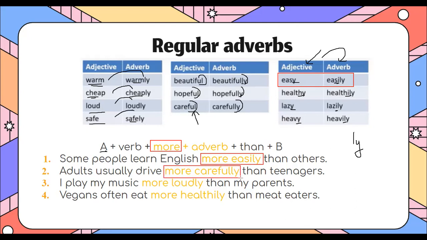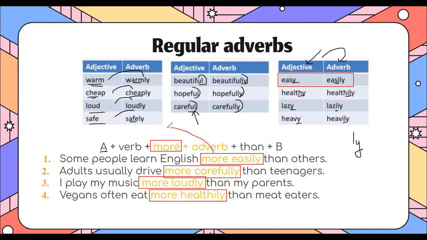Adults drive more carefully than teenagers, usually. I play music more loudly, and vegans often eat more healthily than meat eaters. What we're doing here is describing the verbs, okay? We are just describing the verbs.